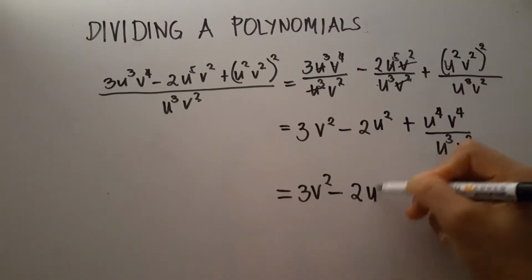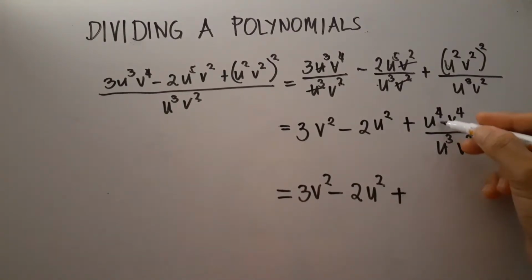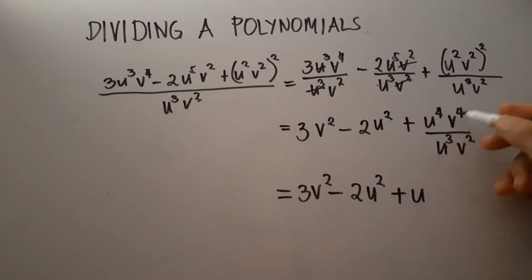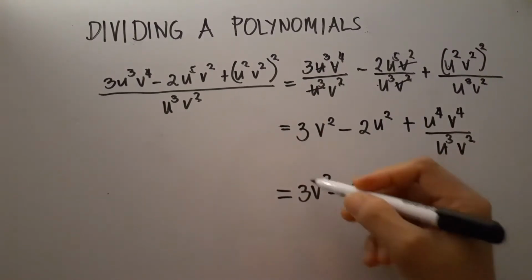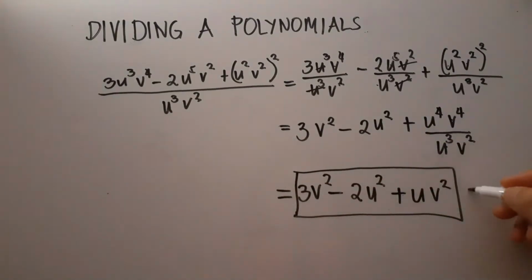Then the answer is 3b squared minus 2u squared plus u to the fourth divided by u cubed. Remember the rule of exponents, we subtract 4 minus 3 becomes 1, so it's u. b to the fourth divided by b squared becomes b squared. This is the answer.